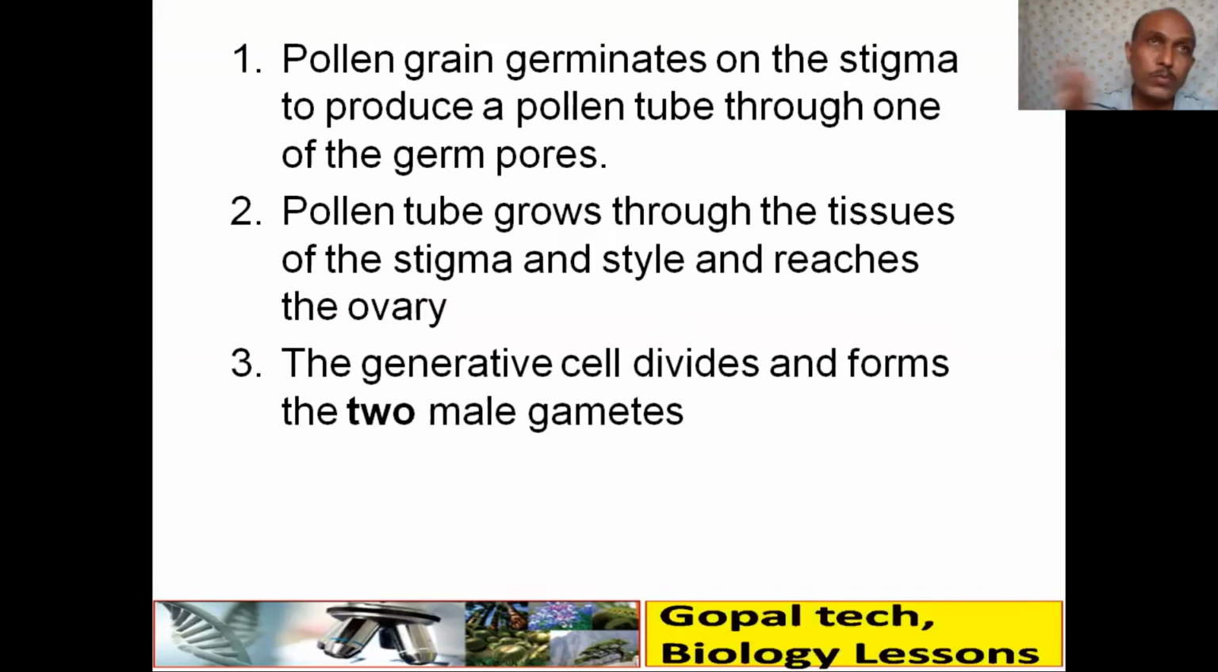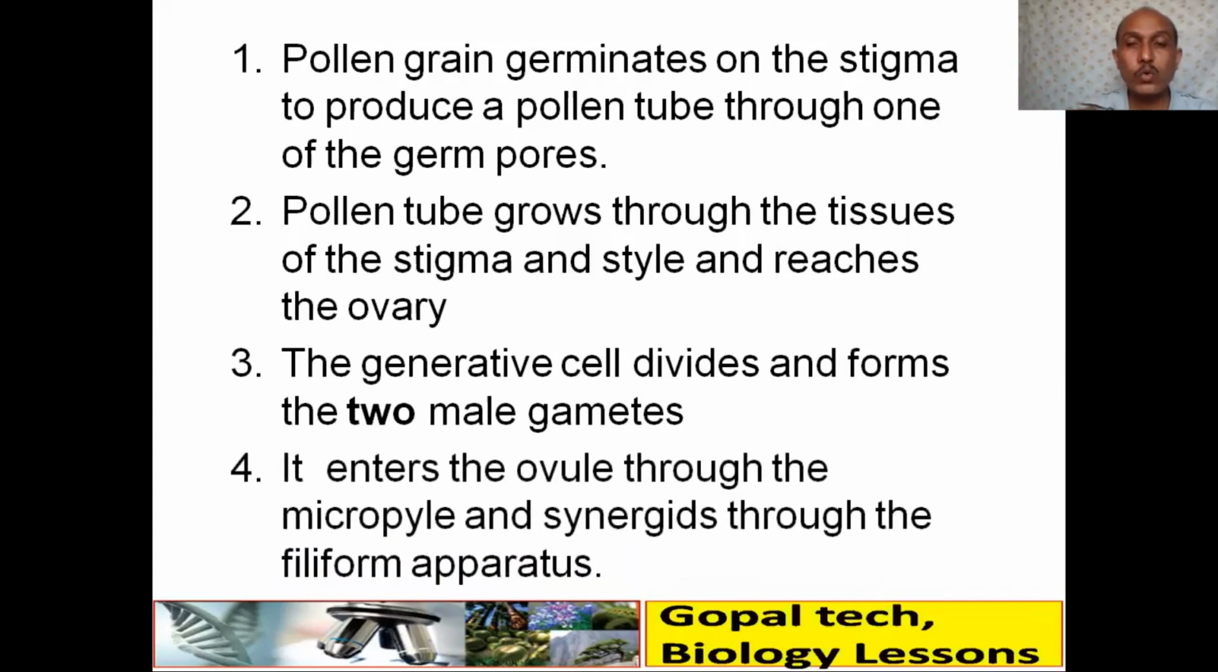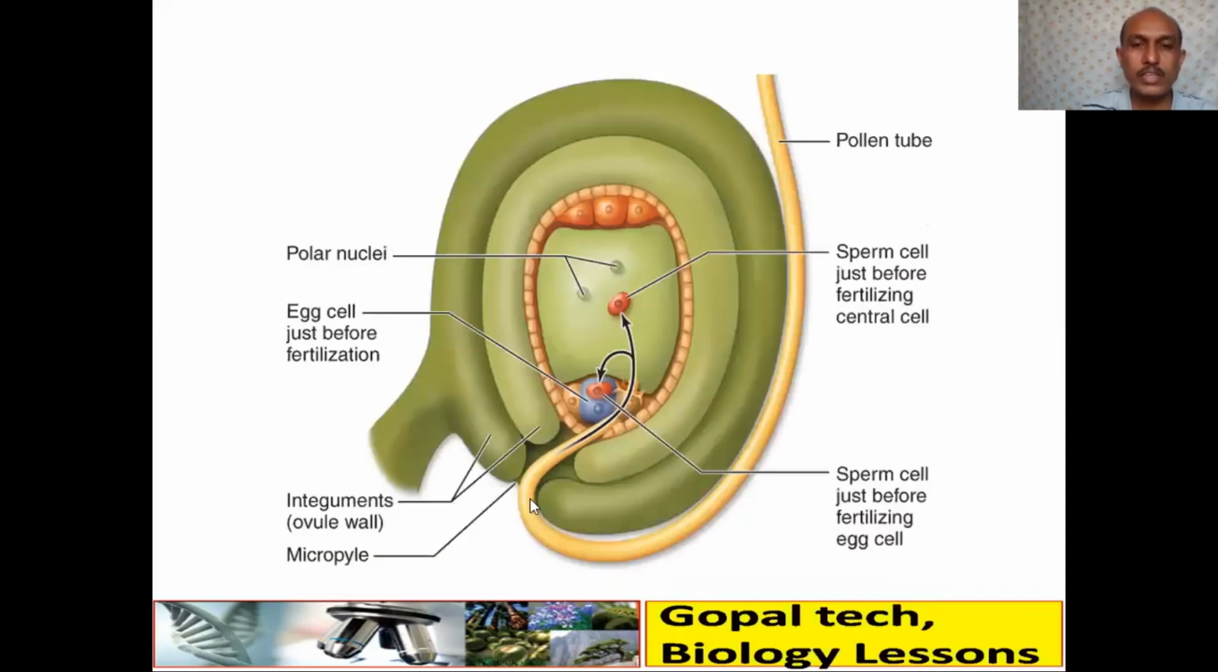After germination or before germination. If it divides before germination, it is the 3-cell stage; if after germination, it is the 2-cell stage pollen grain. It enters the ovule through the micropyle and synergids, okay, because the filiform apparatus guides them. See here, through the micropyle it will end, then here they will release at the synergids, one sperm cell just before fertilizing the egg cell, and here the sperm cell just before fertilizing the central cell. So these are polar nuclei, and here is an egg cell. Okay, this is what we call double fertilization.